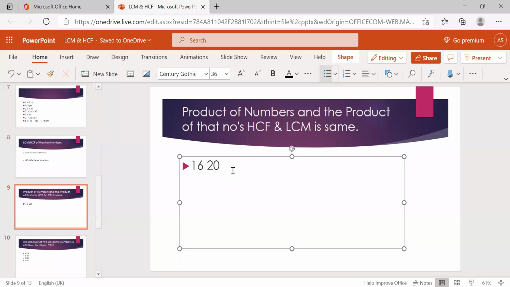What's the product of this? Fast, fast. 320, right? The product of the two numbers is 320. And what is the HCF of 16 and 20? Take the difference. No need of doing the traditional method. What's the difference? 4. Check that 4 is divisible by 16 and 20. Yes. So our HCF is 4.